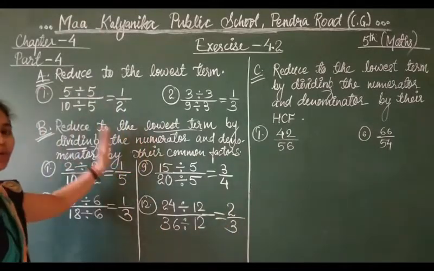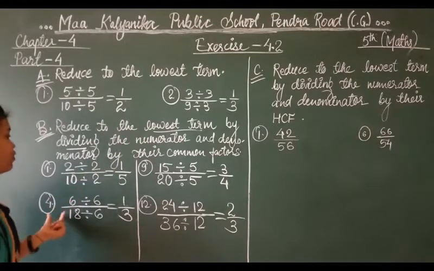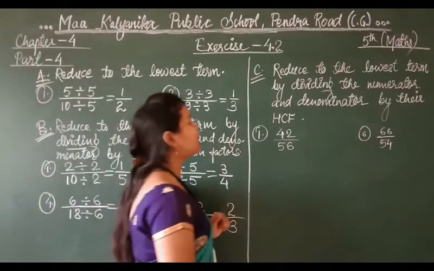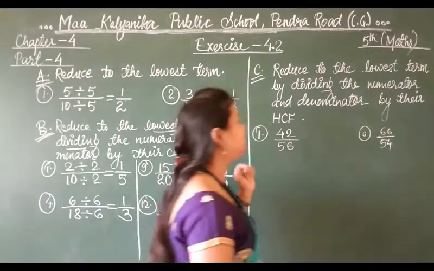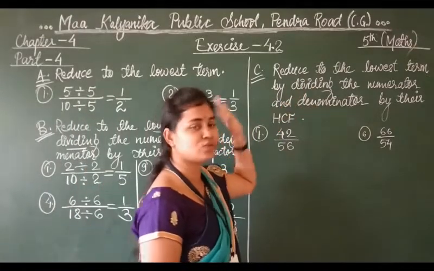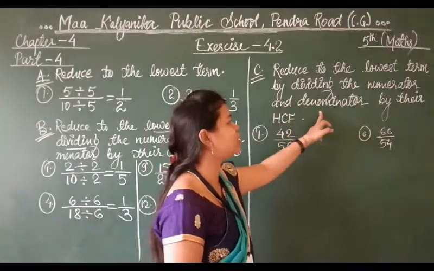So students, I hope question number B is also clear to you, because 1, 4, 9 and 12, 4 questions I have solved for you. So now moving to question number C. Here also we have to reduce to the lowest term by dividing the numerator and denominator.